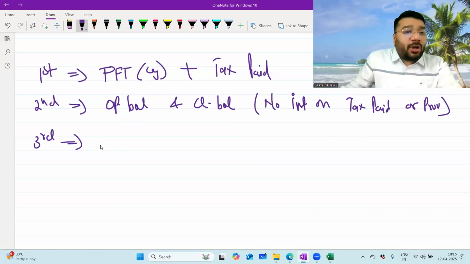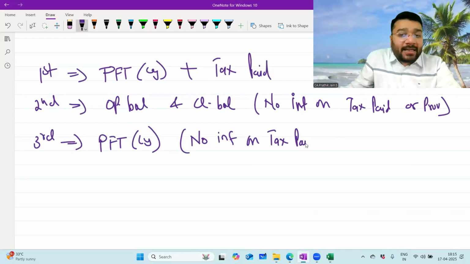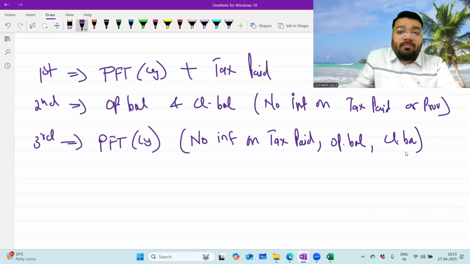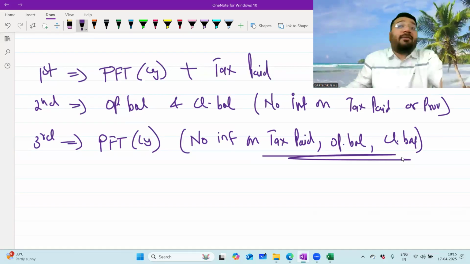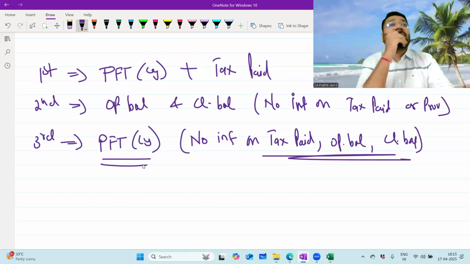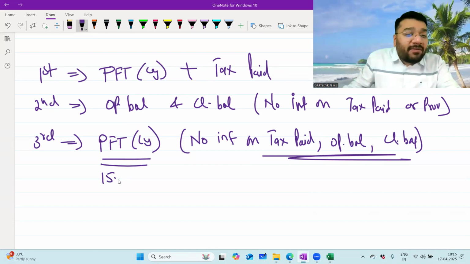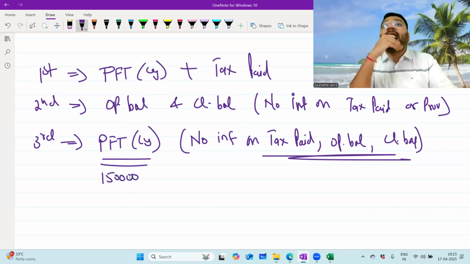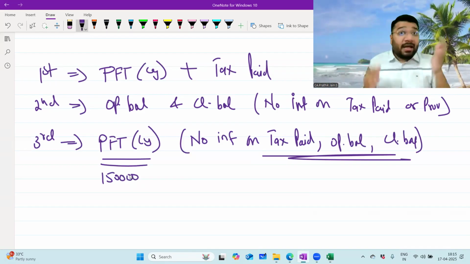Third possibility is what? They will give you only information on provision for tax of current year. No information on tax paid, opening balance and closing balance. Oh my God. Out of the 4 things, 3 pieces of information are not available. Only 1 is available. Are you able to follow? Only provision for tax is given. How much? 1,50,000 is given as the provision for tax of current year. That's all. Nothing else is given. No opening balance, no closing balance, no tax paid. Now what will you tell?